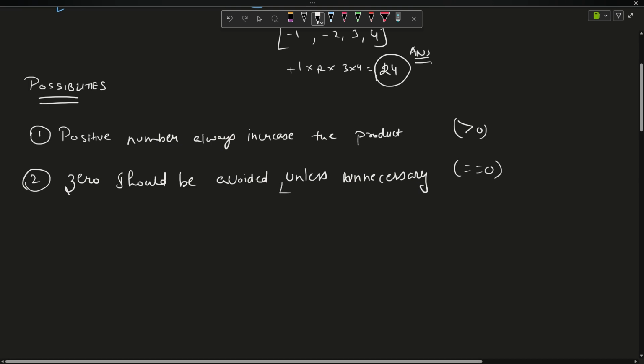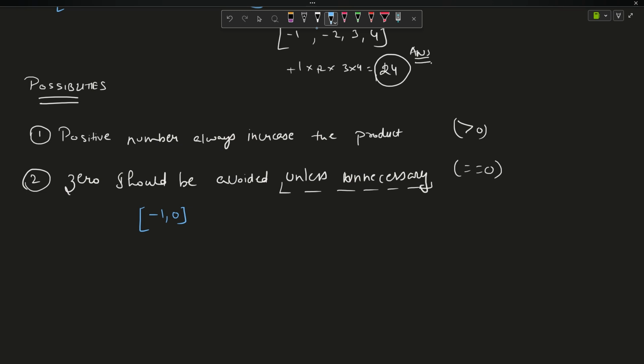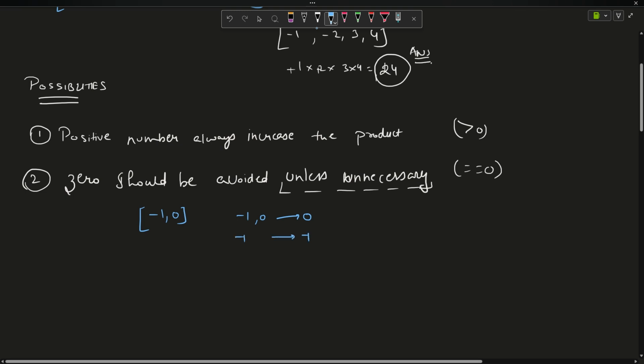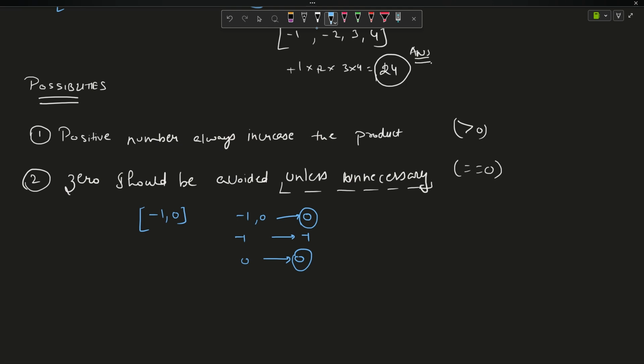But why did I mention unless necessary? There are a few cases when 0 will come in handy. Suppose the array given to you is -1, 0, -1, 0. As I said, you have to choose at least one element. If you choose both -1 and 0, the product will be 0. If you choose only -1, the product will be -1. If you choose only 0, the product will be 0. Among these values, 0 is the greatest, so my answer should be 0.